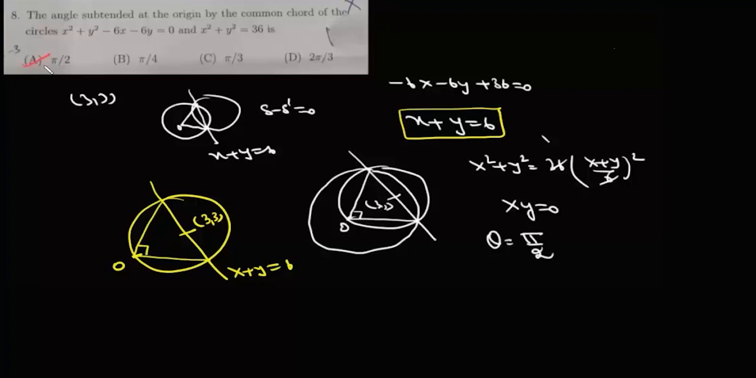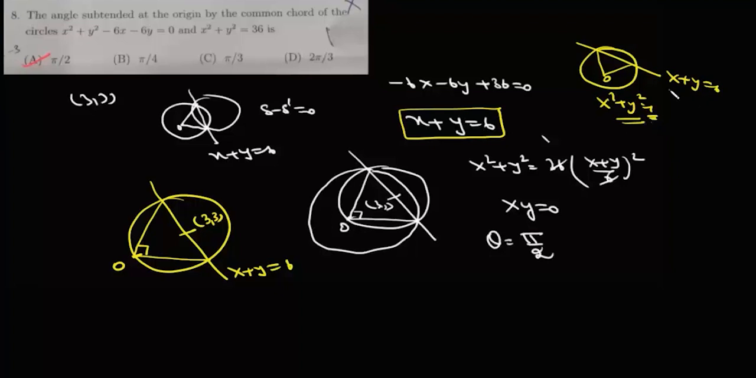Another way to solve this question is this: we have the circle x square plus y square equals 1, and then we have the line x plus y equals 6. Now we can find the equation of the pair of lines joining the point of intersection of this line with the circle to the origin. This can be done by making the curve homogeneous, and to make this circle homogeneous, we have to change its constant part.